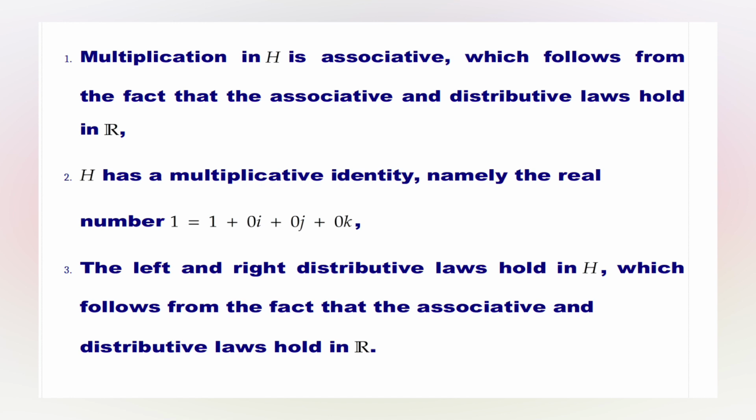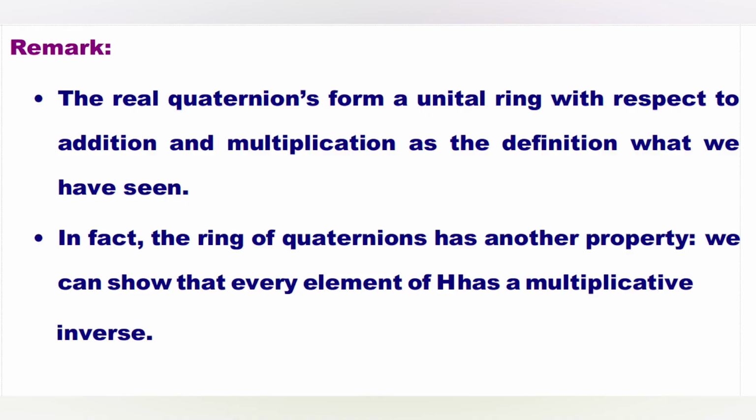H has a multiplicative identity, namely the real number 1, which is equal to 1 + 0i + 0j + 0k. The left and right distributive laws hold in H, which follows from the fact that the associative and distributive laws hold in R. Let us see the remark. The real quaternions form a unital ring with respect to addition and multiplication, as in the definition we have seen. In fact, the ring of quaternions has another property. We can show that every element of H has a multiplicative inverse.